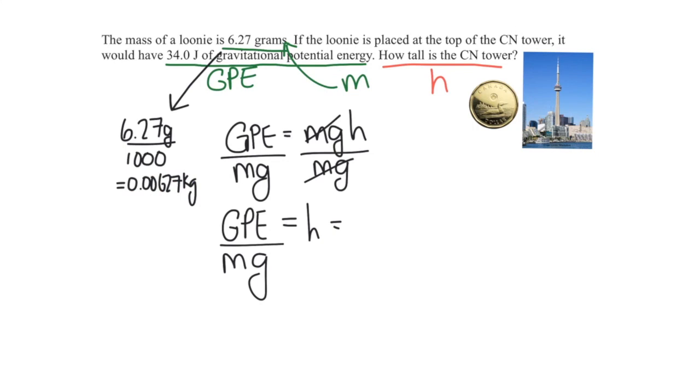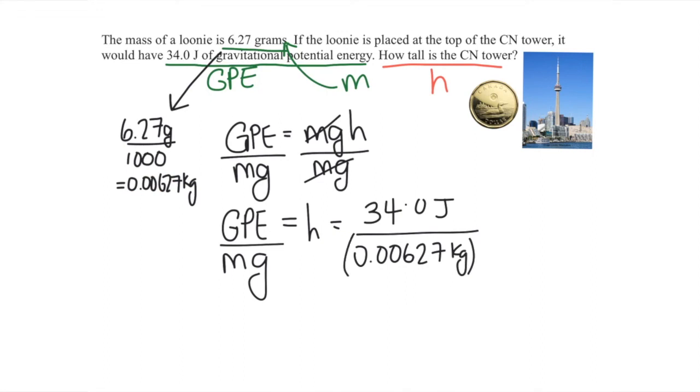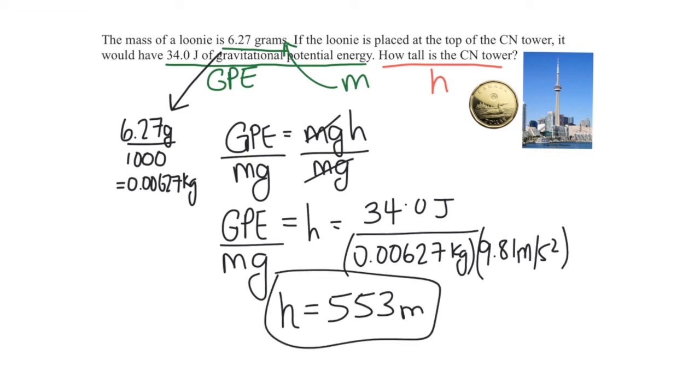So we have the gravitational potential energy of 34 joules. We'll divide that by the mass in kilograms, which is what we just calculated. And then we'll multiply that on the bottom there by g, the acceleration due to gravity, which is 9.81 meters per second squared. And if we plug this into our calculator, we're going to end up with a height of about 553 meters.